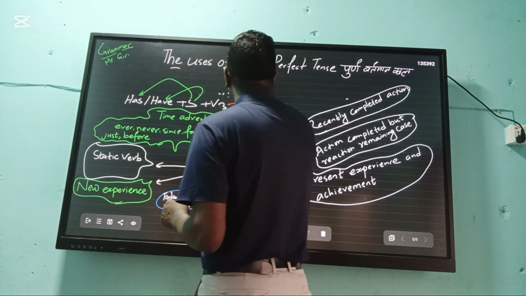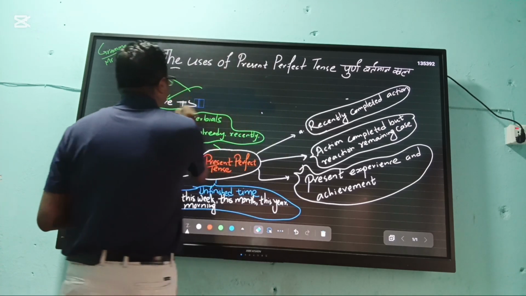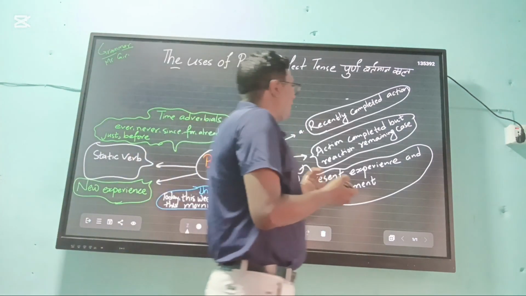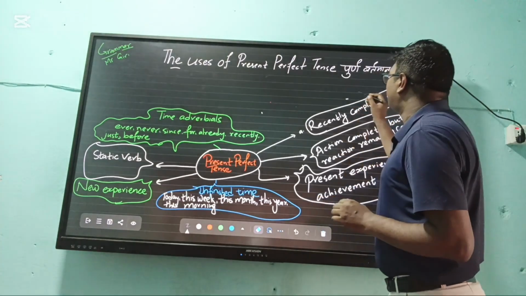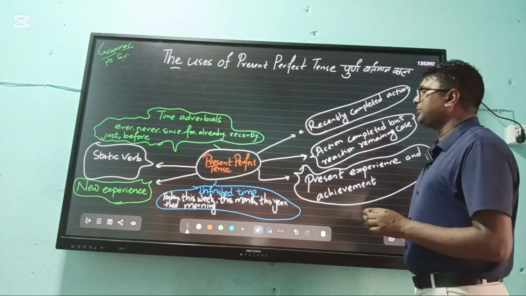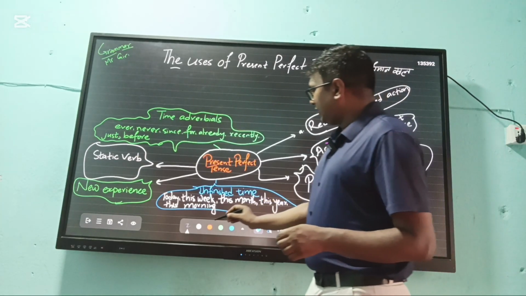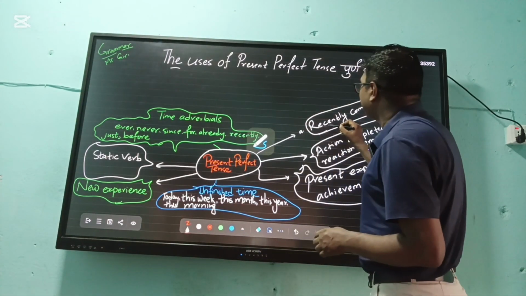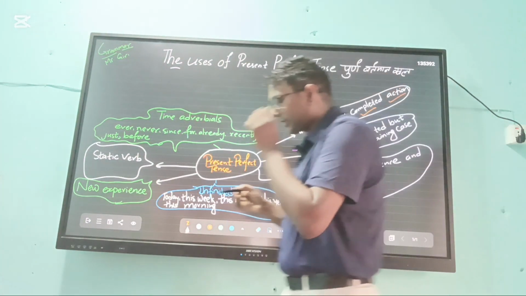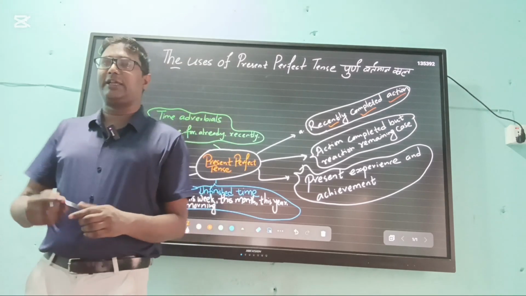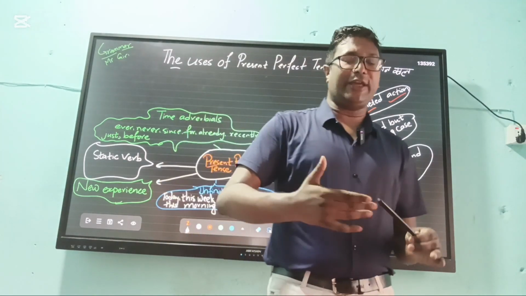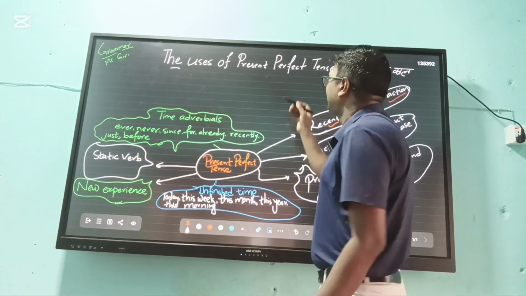Now let's talk about the usage of present perfect tense. After understanding the formula of present perfect tense, we look at the work or functions of present perfect tense. At first, it is used for recently completed action. भर्खरै भर्खरै सकिएको कुनै पनि भर्खरै काम सकिएको छ भने हामीले के युज गर्न सक्छौं? Present perfect tense.